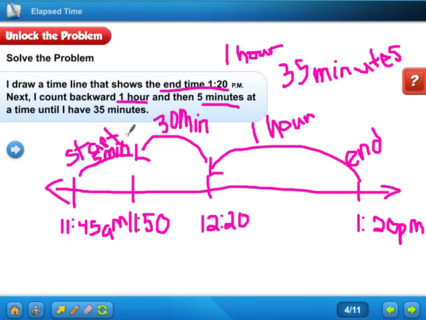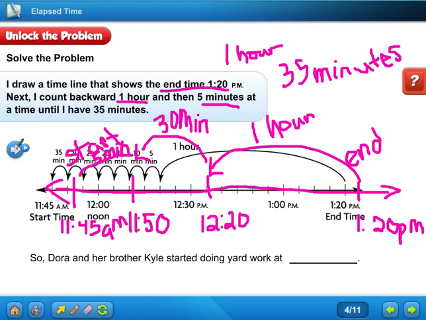11:45. Let's go this way again, and let's see if sometimes if I go forward, it's easier. So if I add, this is checking my work. If I add 5 minutes to 11:45, I get 11:50. If I add 30 minutes to 11:50, do I get 12:20? I sure do. And if I add an hour to 12:20, do I get 1:20? Yes, I do.